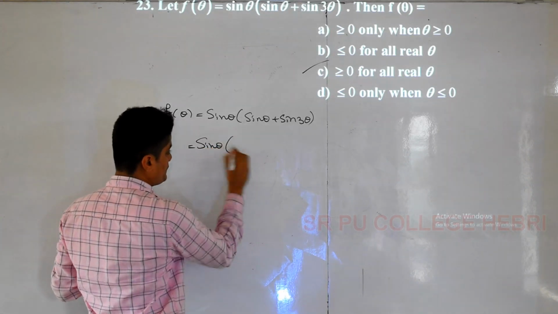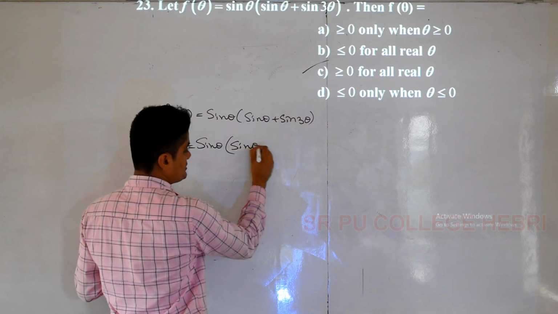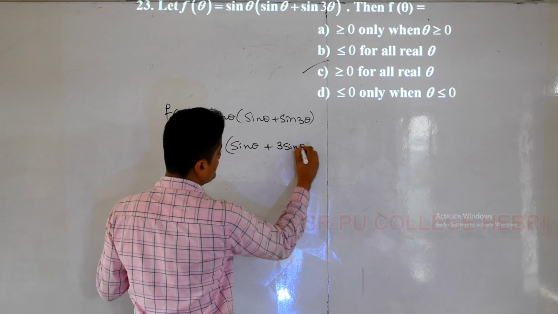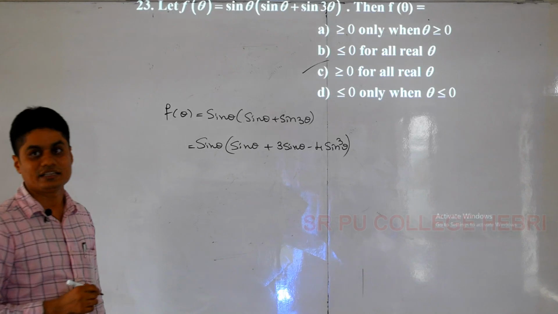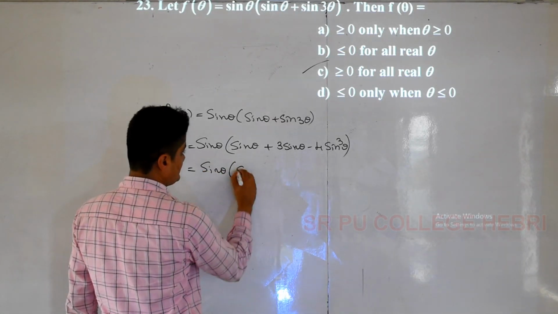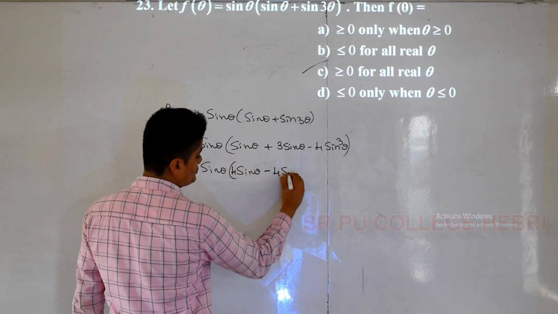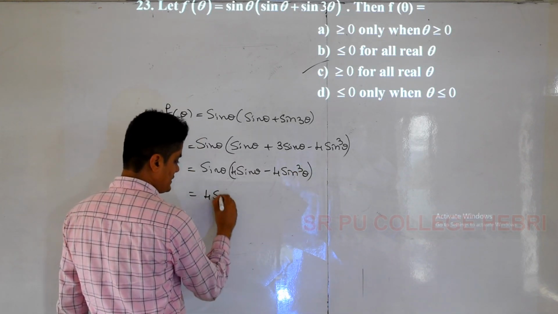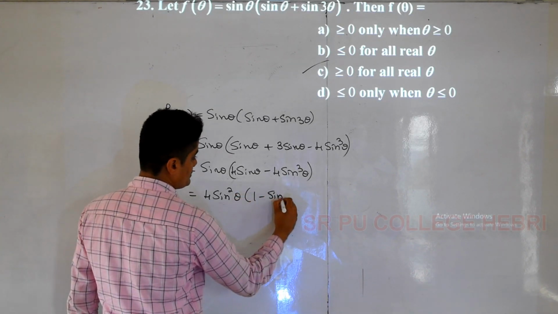See, this is a trick you should follow. Take the first term as it is, sin theta only. Here also keep this term as it is. Write sin 3 theta as 3 sin theta minus 4 sin cube theta. See, you can simplify further like this. 3 plus 1, 4 sin theta minus 4 sin cube theta. So 4 sin theta you can take it outside, then it becomes 4 sin square theta into 1 minus sin square theta.